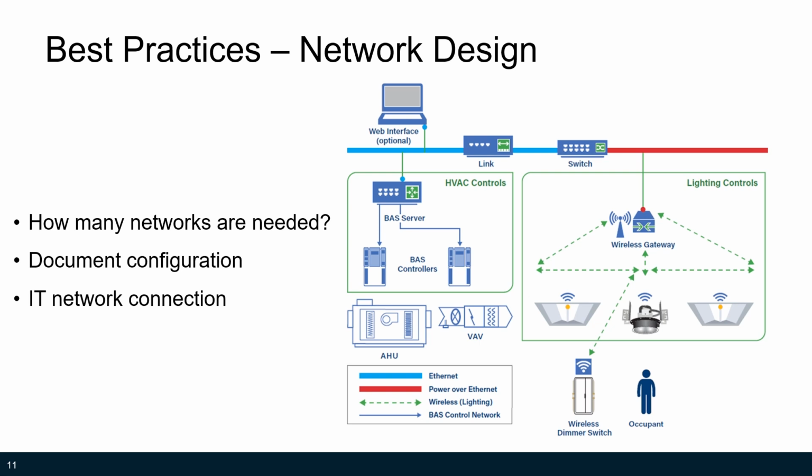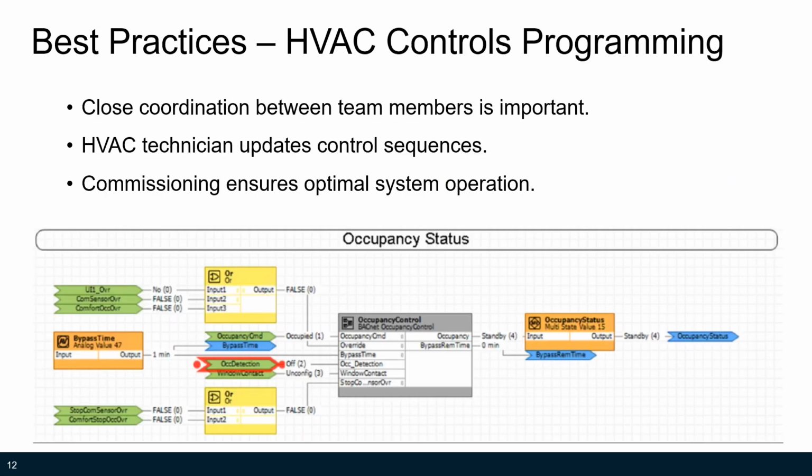Considerations include how many networks are needed, the creation of a network diagram for documentation purposes, and whether the system will connect to a local IT network. During integration, facility IT staff, the lighting control commissioning technician, and the HVAC control contractor or technician will need to work closely together to discuss and resolve network integration issues.